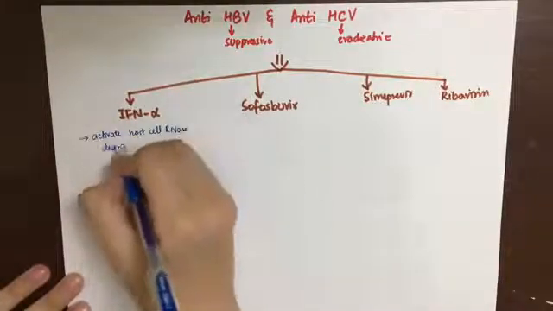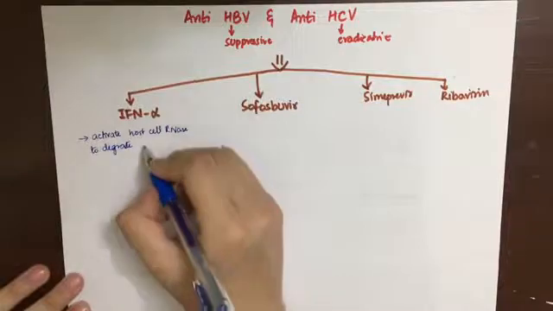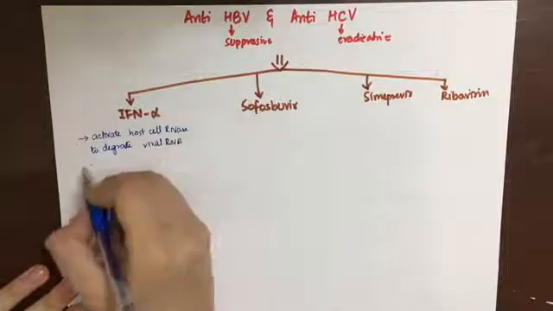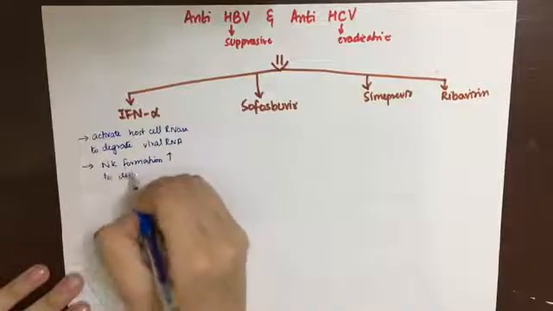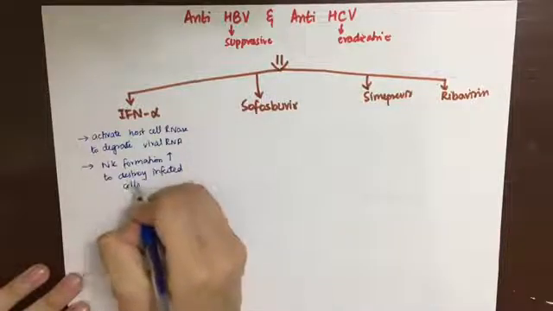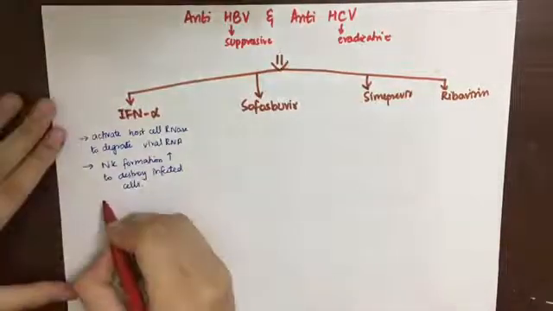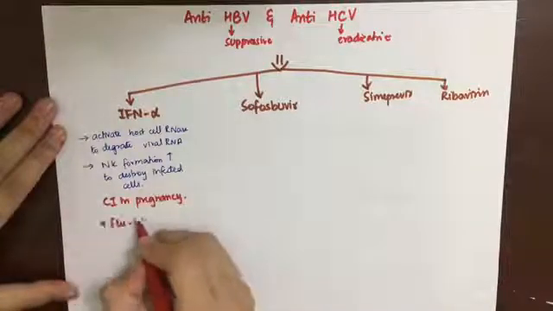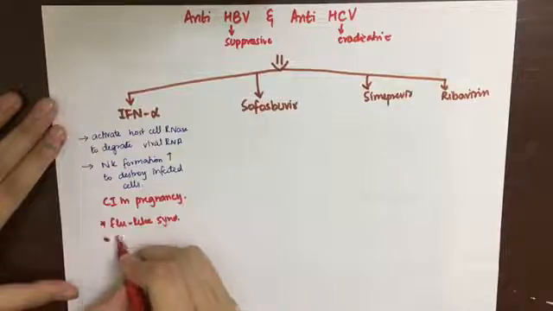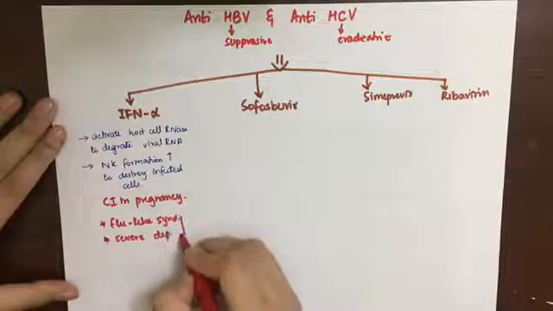Interferons are proteins that are produced by virus infected cells and can also be produced by recombinant DNA technology. Interferon alpha will activate the host cell RNase enzyme to degrade the viral RNA, and it will also increase natural killer cell formation to destroy the cells that have been infected. They are contraindicated in pregnancy, and some side effects include flu-like syndrome and severe depression.